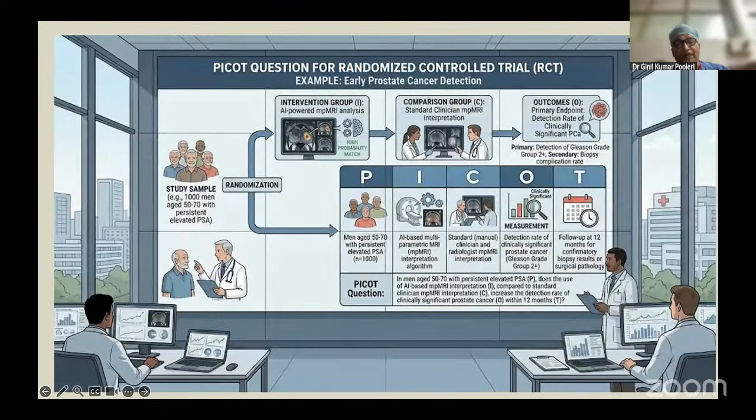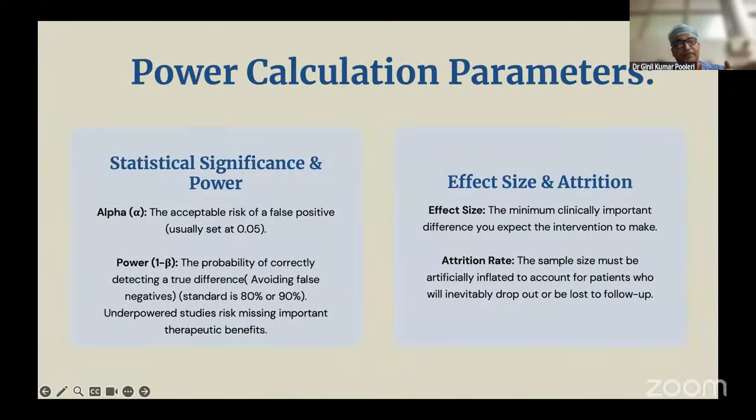So suppose you are having a study, you have to have a population defined, like prostate cancer or something. Then in this PICOT format, we are comparing AI-based MRI analysis and clinician-based MRI analysis. And as the outcome, you can have detection of Gleason grade 2+, or a complication rate of biopsy based on MRI or something like that. And then the follow-up period, how long you are going to follow. All these things should be there in the question.